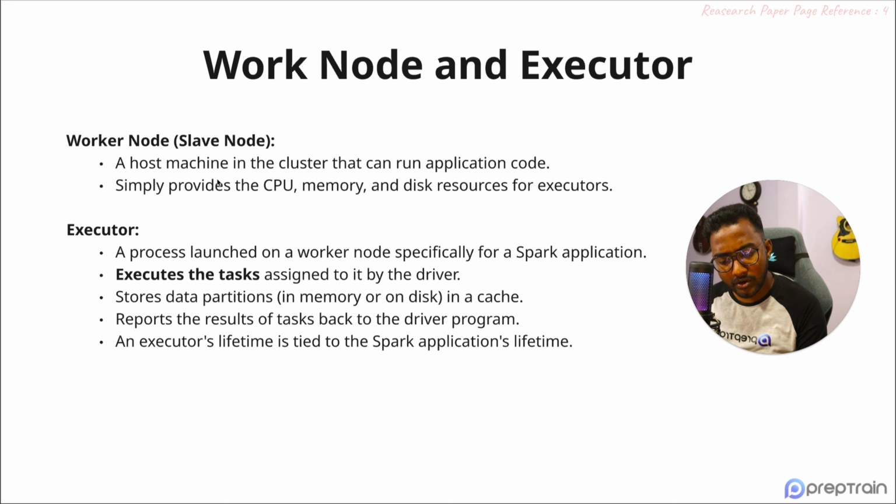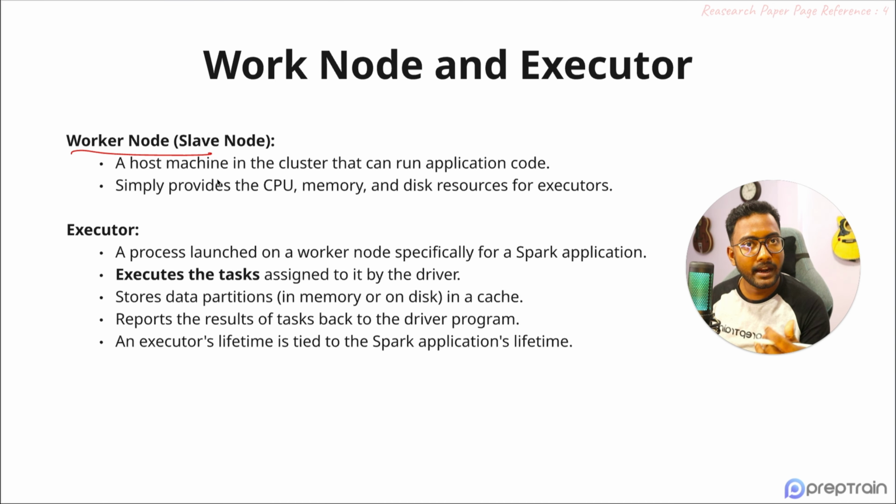Firstly, the worker node. This is the simplest component to understand. It's just a machine in the cluster, a server, a physical or virtual machine that has a CPU, memory, and disk. Its role is almost entirely passive: whatever task is coming, it just processes it using your resources. The active component on a worker node is actually the executor.